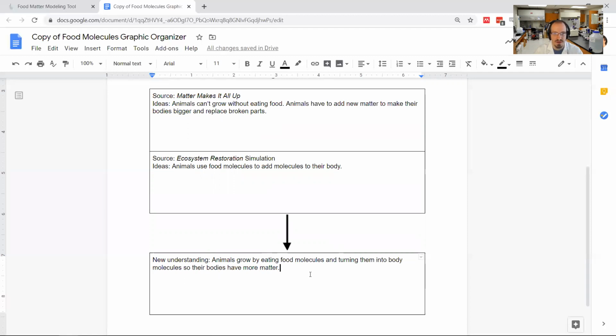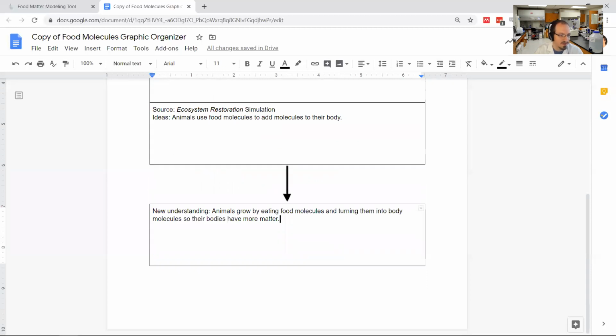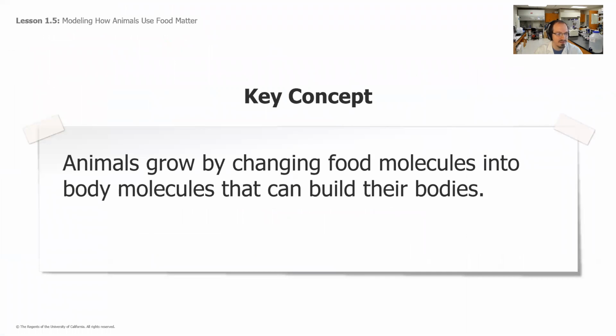All right, so this is what I did with my graphic organizer. Yours is going to look a little different, especially for the last two. You should not copy me word for word for the last two. But before we get to that, I want us to copy this key concept down. Put it in the box up here so I know that you've written it at least once, and you should also copy it down in your notebook. And this key concept is: animals grow by changing food molecules into body molecules that can build their bodies.